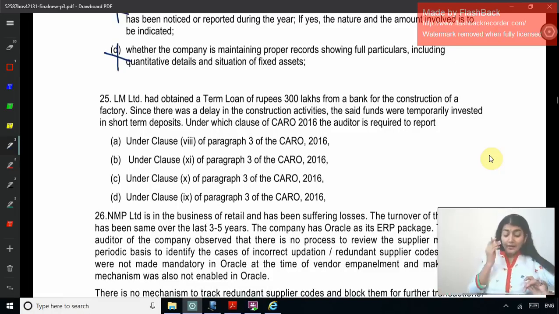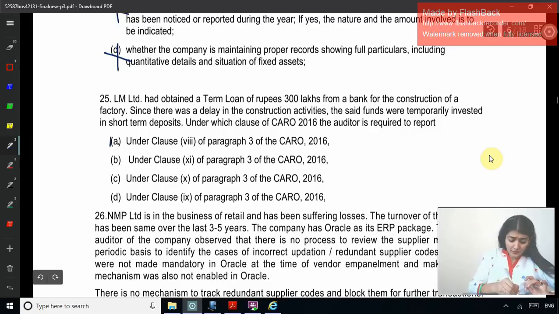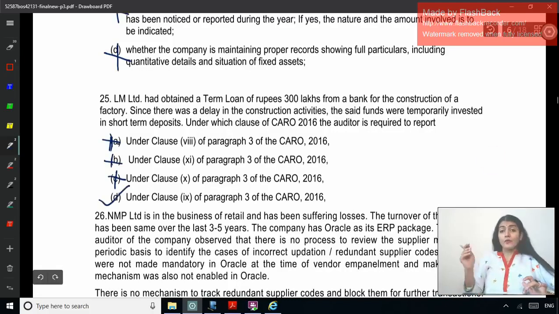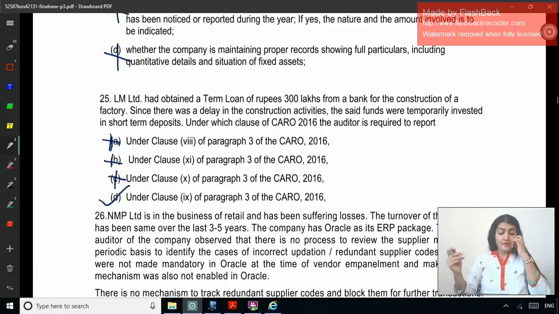Clause 8 is regarding what? Clause 8 is regarding the repayment of dues. Clause 11 is regarding the managerial remuneration. 10 is regarding the fraud and 9 is regarding the end use of monies raised. So clause 9 is regarding the end use of monies raised. So the correct answer over here is D.